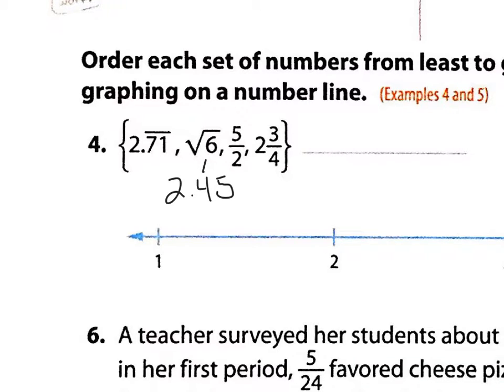What is 5 over 2? No, there's no 5 in it. It's 2.5. 2.449, right? Yeah. So I rounded up. 2.5. And then what is 2 and 3/4? 2.75. Okay?